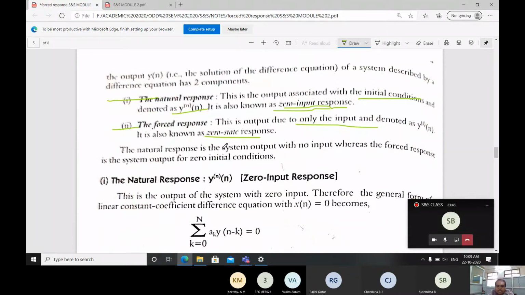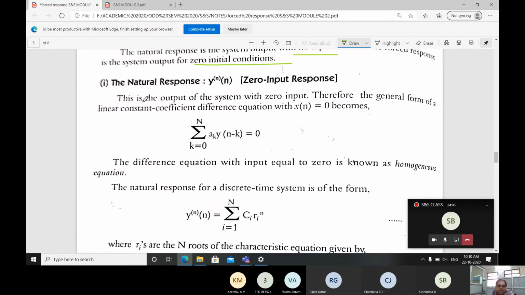The natural response is the system output with no input, whereas the forced response is the output with zero initial conditions. Next, the natural response, that is y_n of n, the zero input response. This is the output of the system with zero input. It is nothing but x of n is 0.